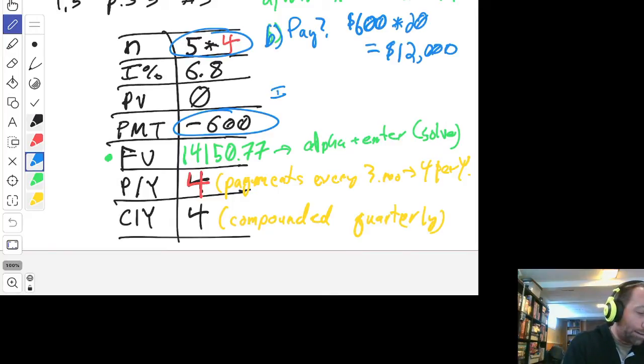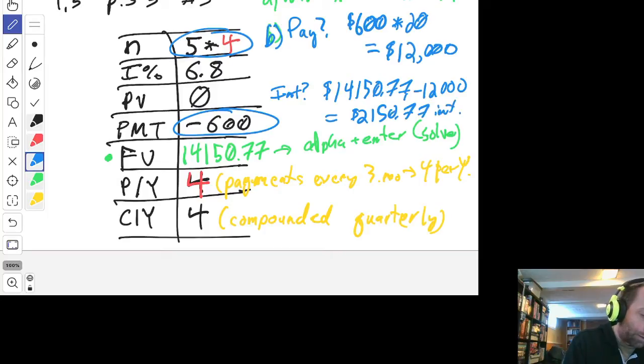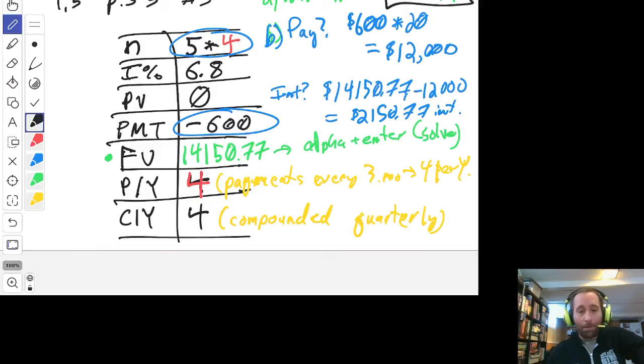So what is the interest? Well, in the end, Fraser had $14,150.77. He invested $12,000. So any additional money past the $12,000 has to be interest that was earned. In this case, I believe this ends up being $2,150.77 of interest. So $14,150.77 would be the amount of money.